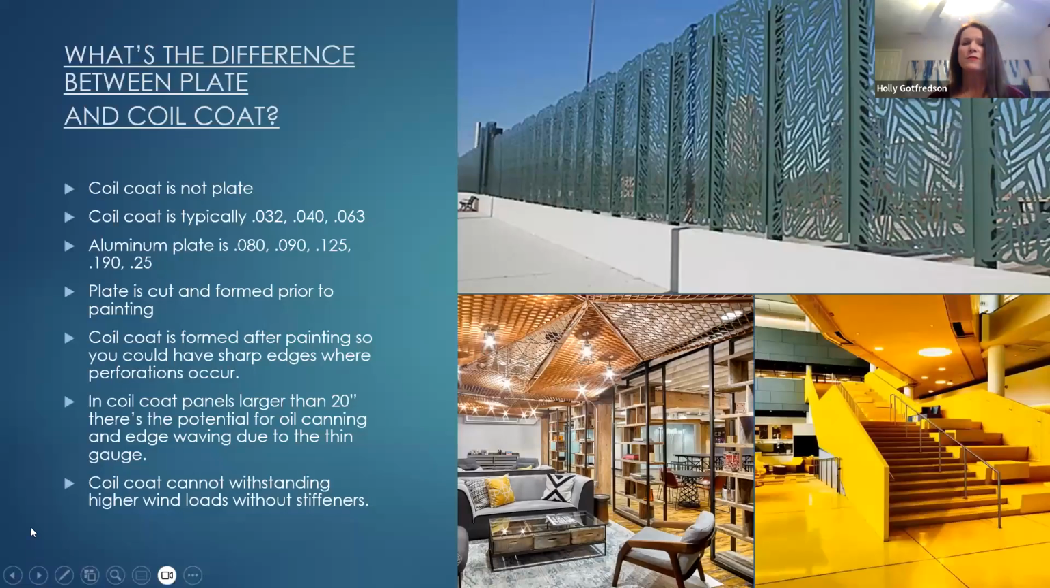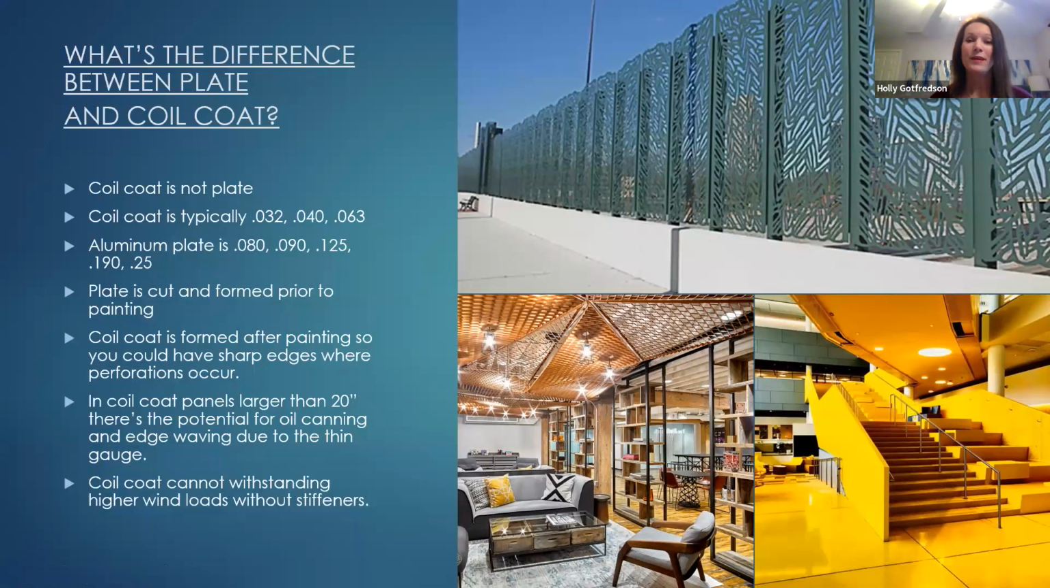So we've noticed some confusion in the market about the differences between coil coat and plate. Most coil coat is going to be a thinner gauge. You may be looking at, what's the difference cost-wise between those two products? Well, with coil coat, let's start with the modules that you can make with that. The modules typically are going to be very small, 1 foot by 1 foot in terms of panel size. And if you get larger than that, you're going to have to add stiffeners.